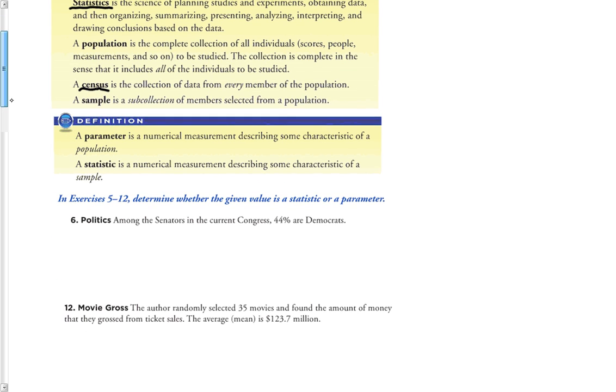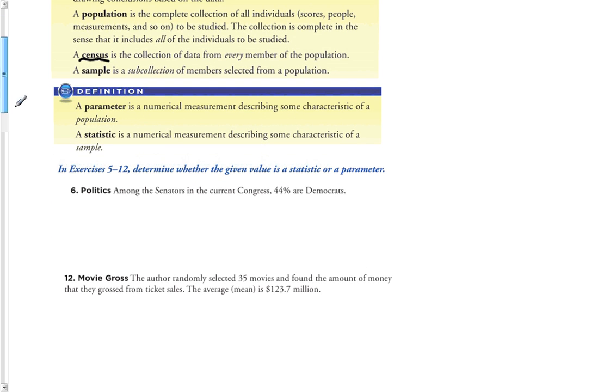Okay, now a parameter is a numerical measure that describes some characteristic of the population. So for instance, if you add up all the values of the population, add up all the measures that you take and divide by the total size of the population, you get the population mean, which we're going to denote mu.